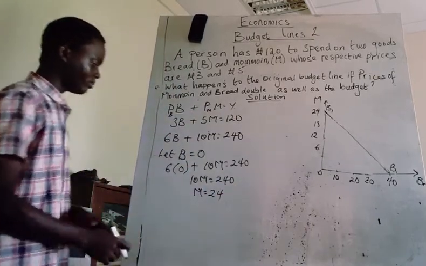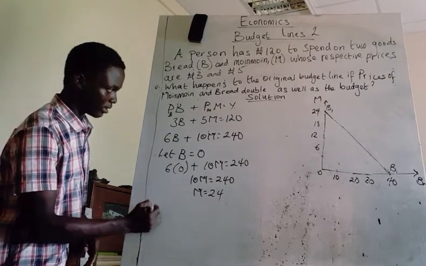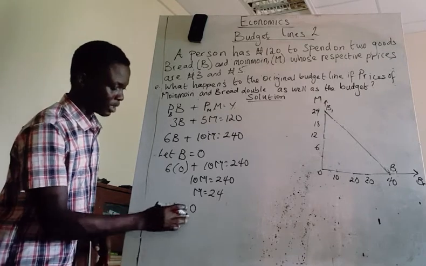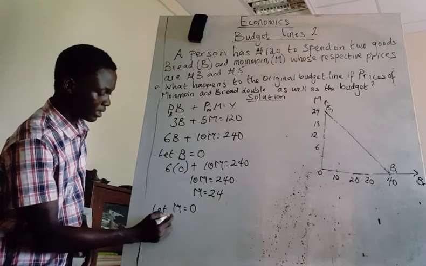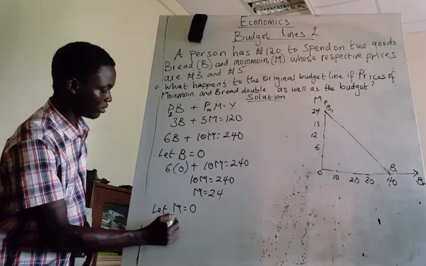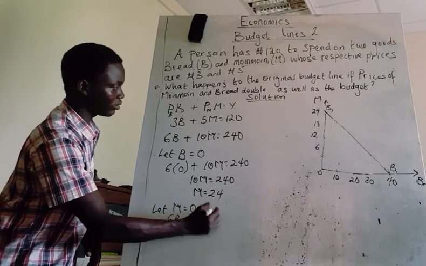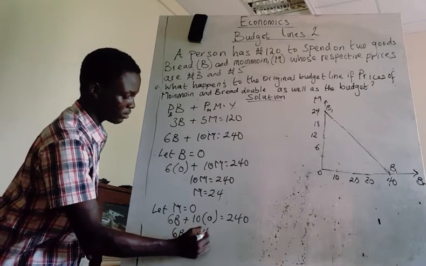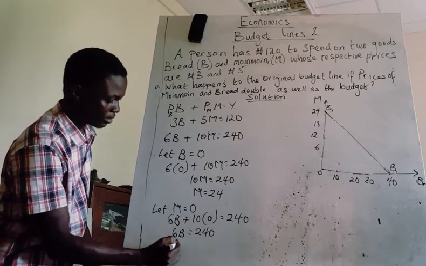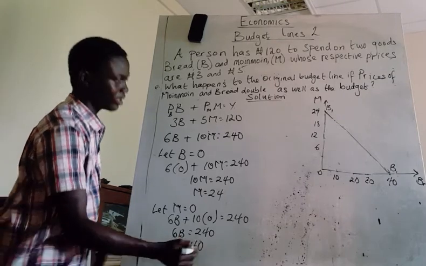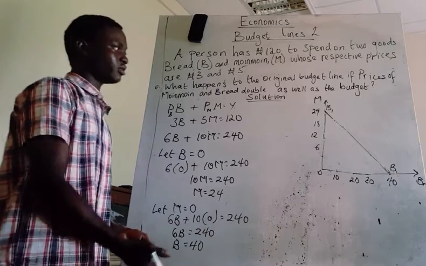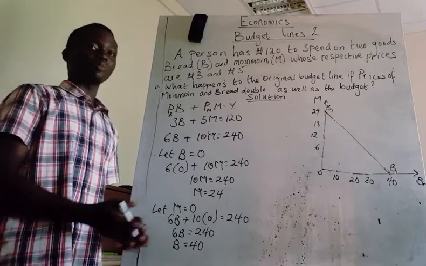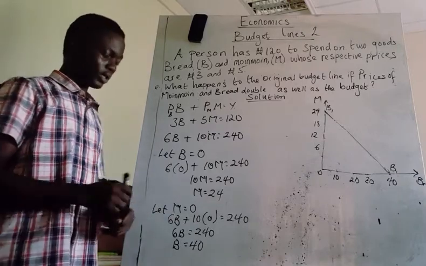Very good. Now let m equals 0, that is our consumer is now spending all of his money on bread. So we have 6b plus 10 into bracket 0 giving us 240. So we have 6b equals 240, and then b equals 40. So we still have 40 again. So there is no change. We have 24, and then we have 40. So there is no change at all between what our budget line was before and what our budget line is now.